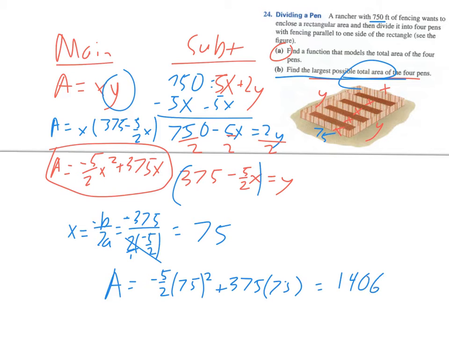And so this one comes out to 14062.5, and that would be square feet as the units. So that's the total area that I can enclose. With that amount of fence, that would give me the largest possible area. All right, next up, we got 27 and 28.